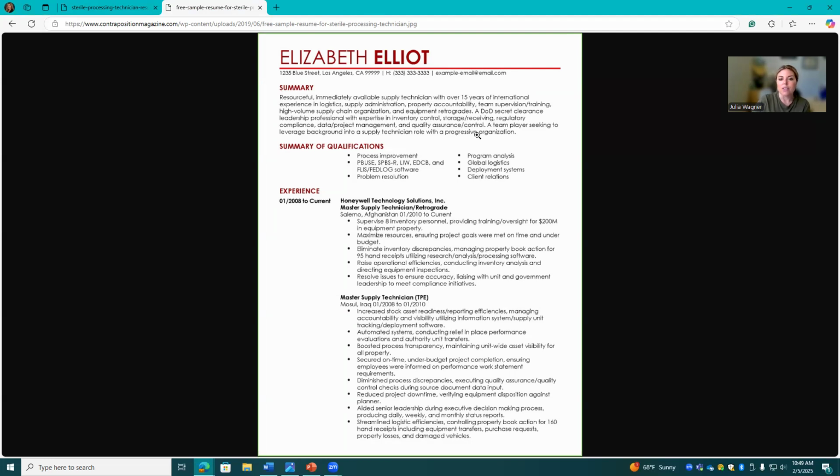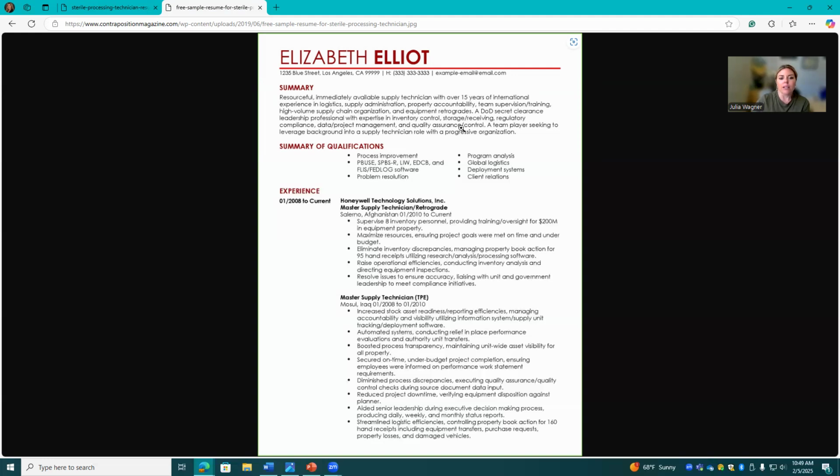It also says at the very end of the summary, the soft skills. So a team player seeking to leverage background into a supply technician role with a progressive organization. So not only did they include their hard skills of what they've done, they also included those soft skills. Both are very, very important to have on your resume.